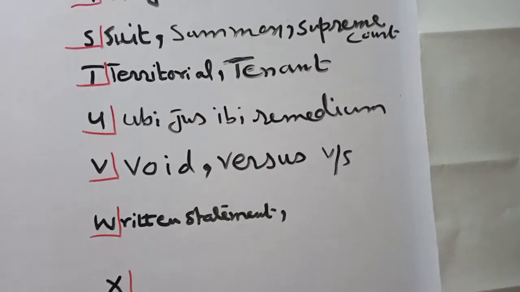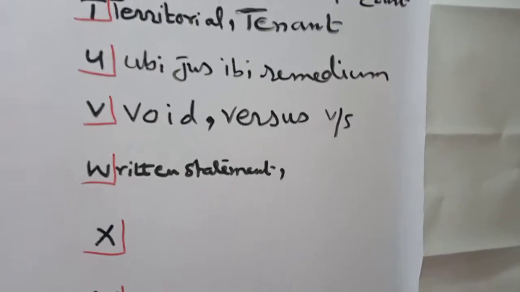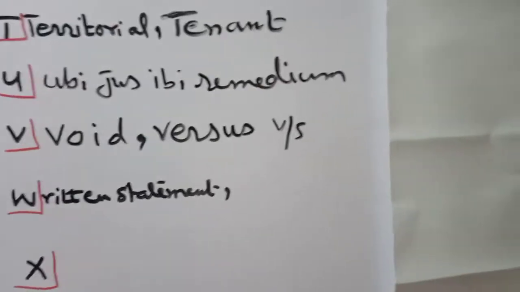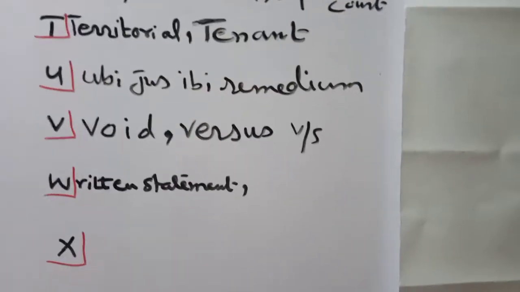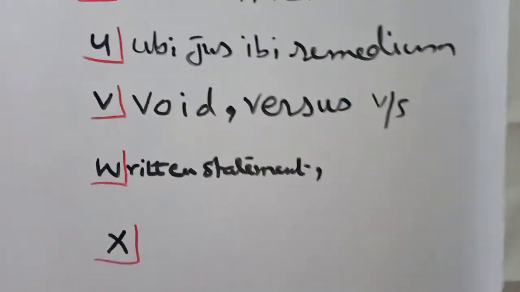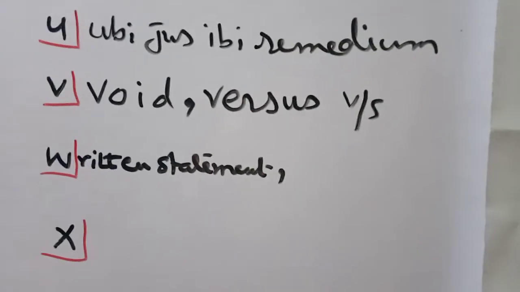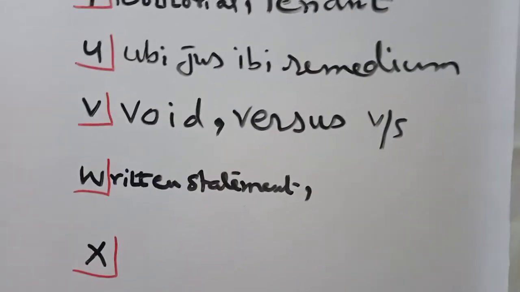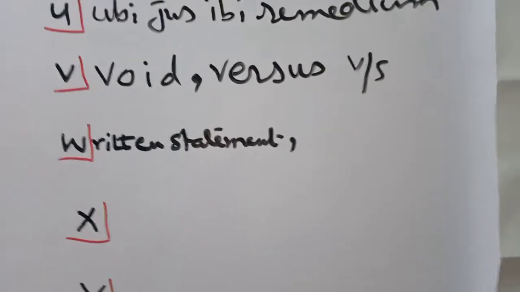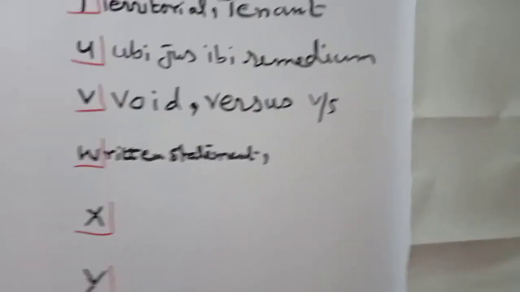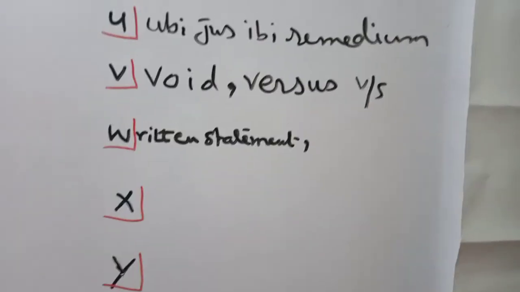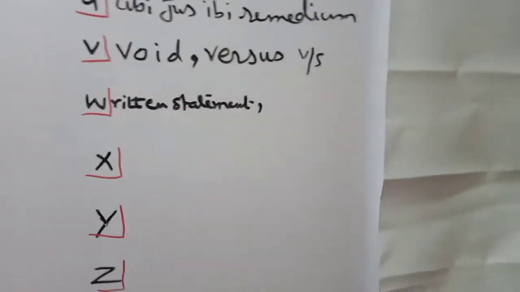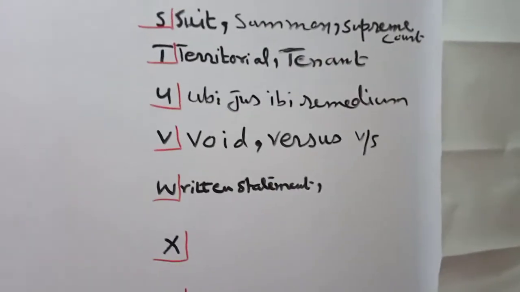Void means null, void. Versus means A and B. There are two parties. It means A versus B. If in any plaint, A is one party and another is B party, we will say A versus B, meaning A is competing with B, you can say in easy words.